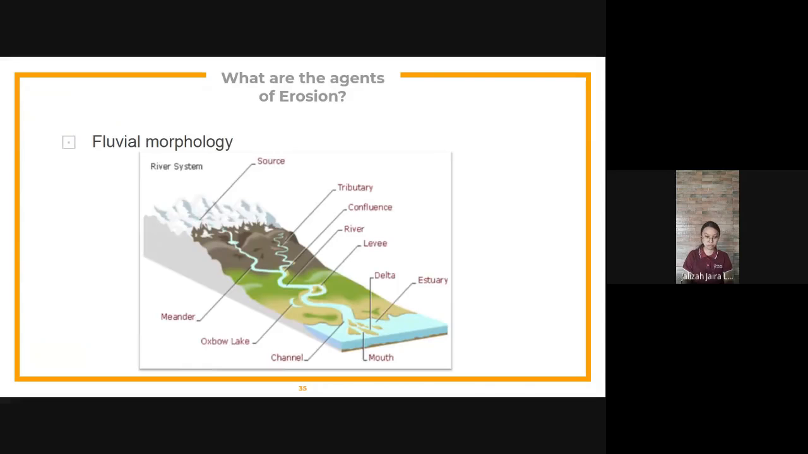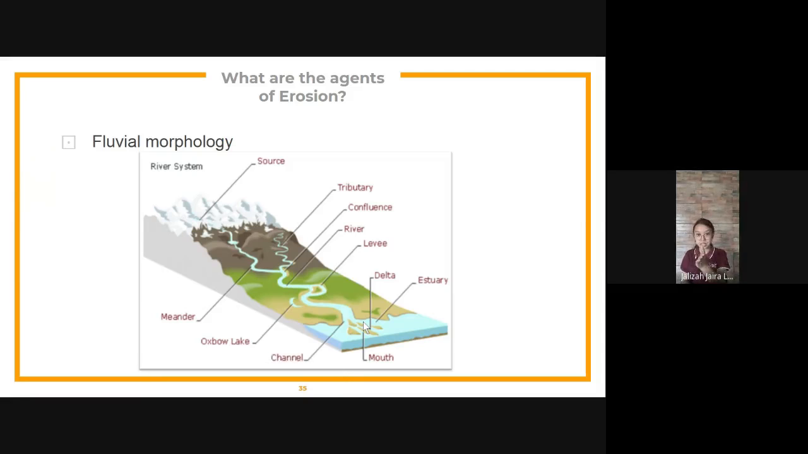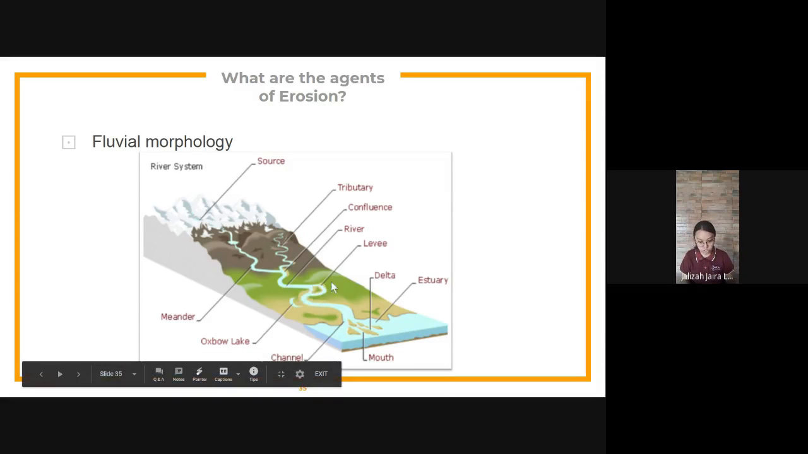So when we talk about fluvial morphology, we talk about how flowing water creates different shapes. If you actually look at river bends, just around the river bend, yes, the Pocahontas song. When we talk about river bends, it's actually brought about by the continuous flowing of water, continuously burrowing and shaping the bow of the river.